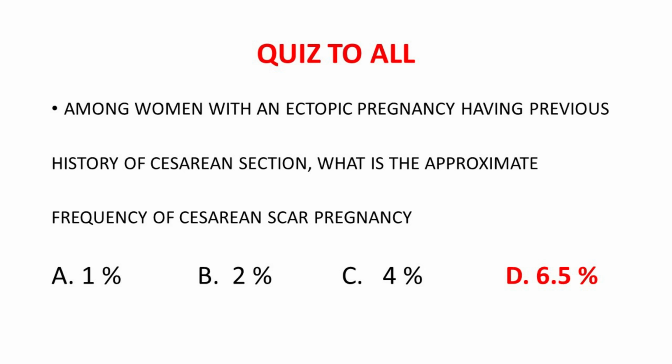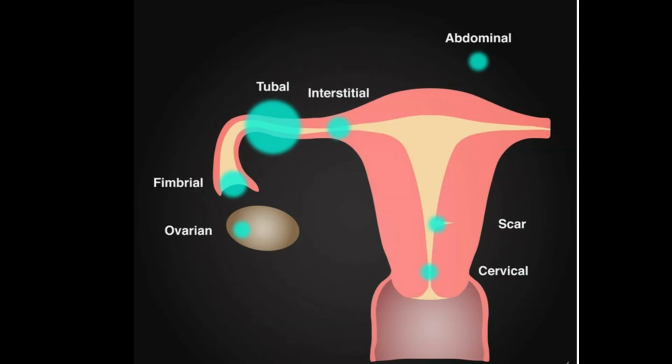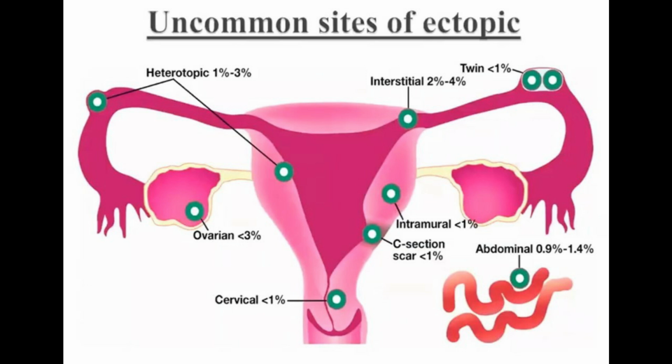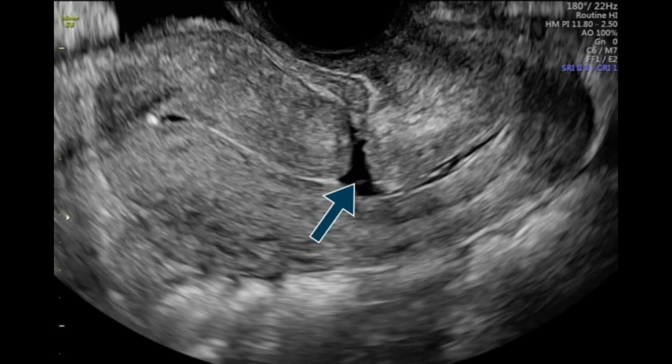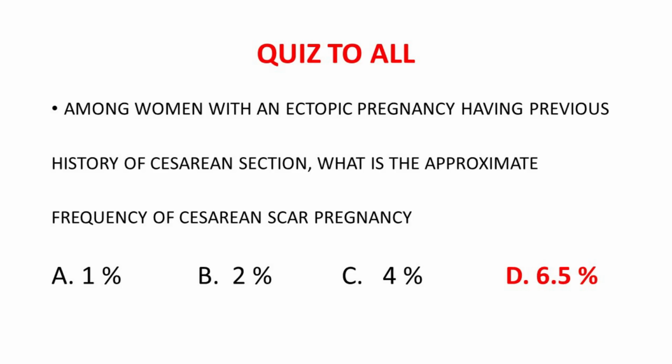The incidence of CSP in toto is 1% in comparison to all the other ectopics. But when the history of previous cesarean section is there, the incidence rises to 5%. And if isthmocele is also present, or if she has conceived by in vitro fertilization, it shoots up to 8 to 10%. Cesarean scar pregnancy becomes so common, 8 to 10%. So the given answer is almost 6.5%, even though 5% could also be correct.